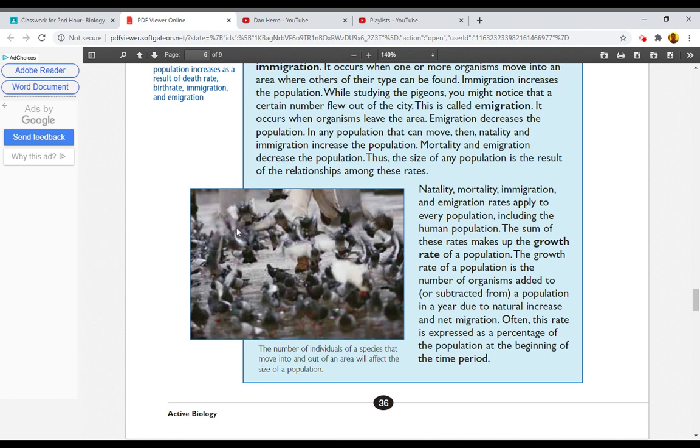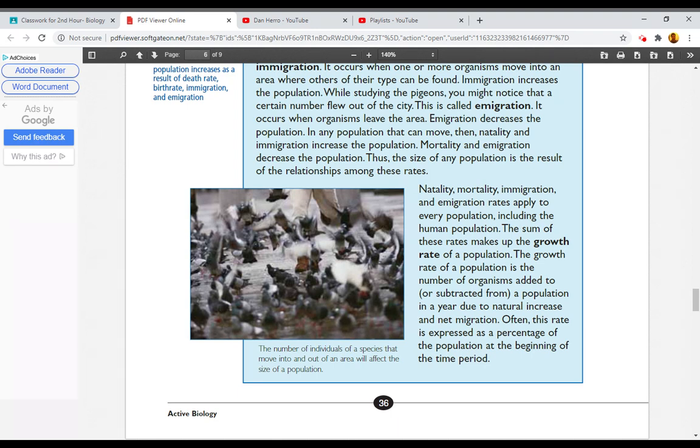Let's read this caption for this image. The number of individuals of a species that move into and out of an area will affect the size of a population. Natality, mortality, immigration, and emigration rates apply to every population, including the human population. The sum of these rates makes up the growth rate of a population.